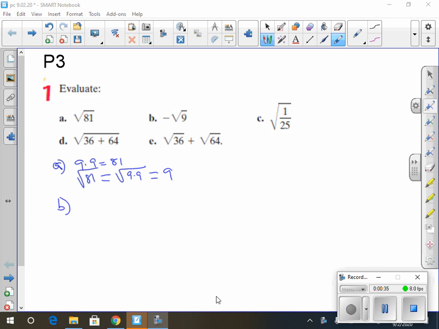B, negative square root of 9 equals the negative square root of 3 times 3, or negative 3. Part C, square root of 1 is 1, square root of 25 is 5. Keep that simple, right? Now be careful when we get to D. Quite often we want to take the square root of 36 into a 6, and square root of 64 is 8, and add those together.